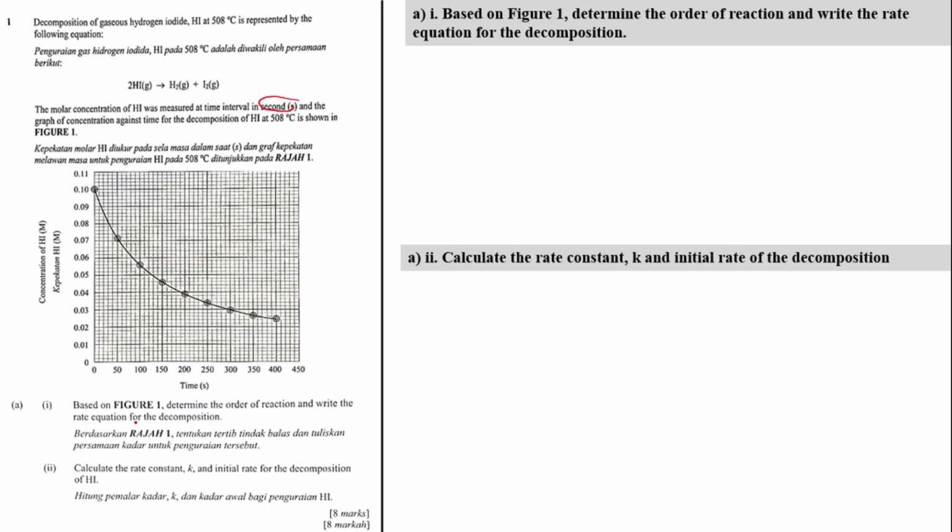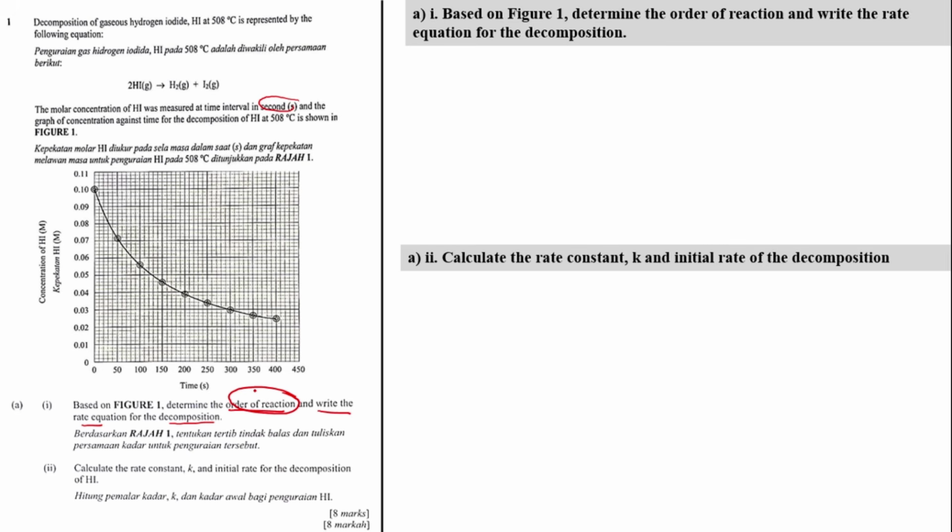So here is the graph of concentration against time. Based on figure 1, we need to determine the order of the reaction, and we also need to write the rate equation for the decomposition. So for this question, we need to determine the order. Is it zero order, first order, or second order? So how can we do this with the information given?